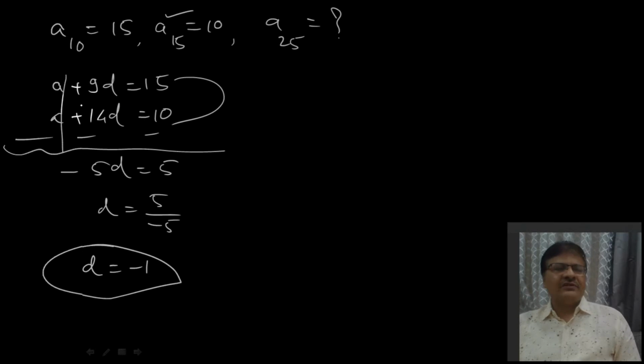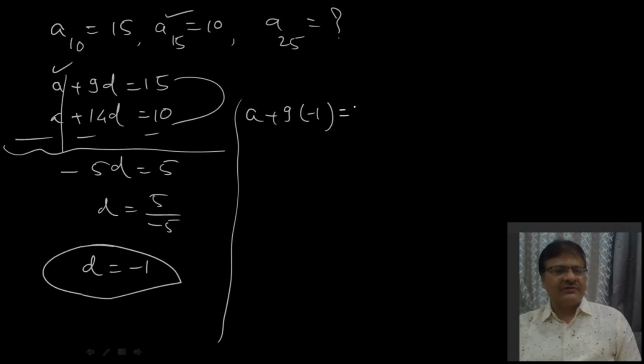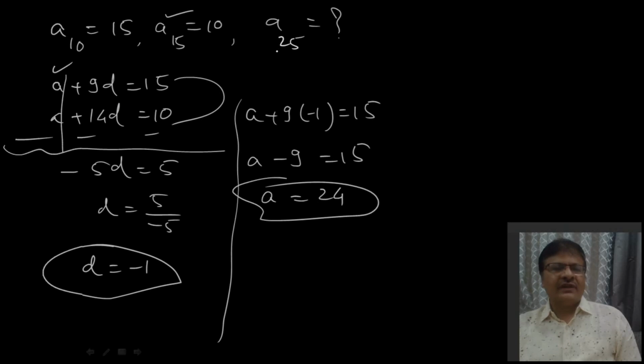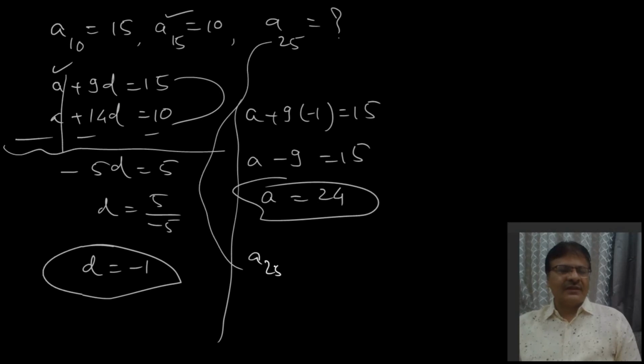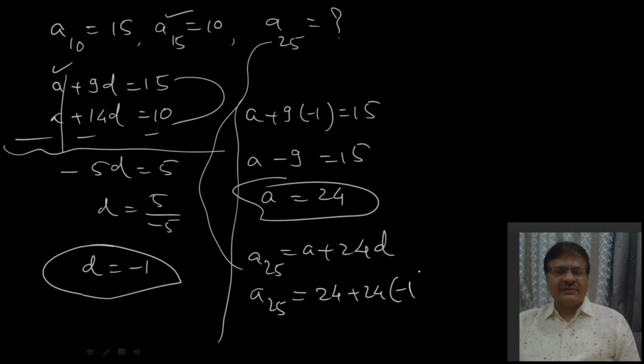And if I put the value of d in this equation, I can get the value of a. So look here, a plus 9d, d means minus 1, equal to 15. So a minus 9 equal to 15. So what do I get? a equal to 24. Now what do we want? a25. What is a25? a plus 24d, that is a25. So a25 equal to 24 plus 24 into d, which is minus 1, equal to 24 minus 24. So a25 equal to 0.